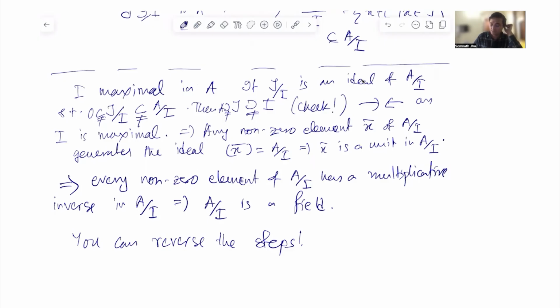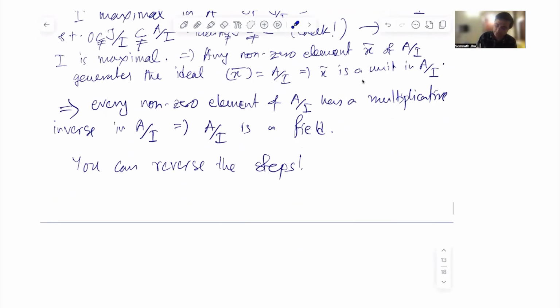So if there is an ideal which strictly contains I and is not equal to the whole ring, then that will give you an ideal in A mod I which is not equal to the whole ring and not equal to zero. But that would be a contradiction, because then that element will not be a unit. So that means there is no ideal between I and the whole ring. So I is maximal.